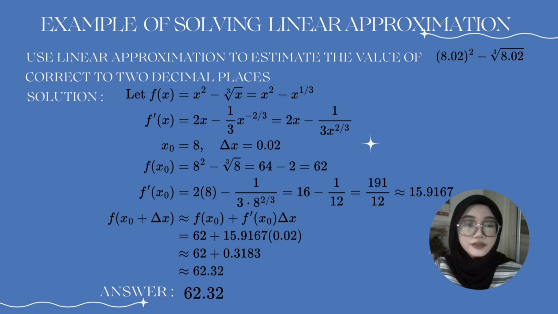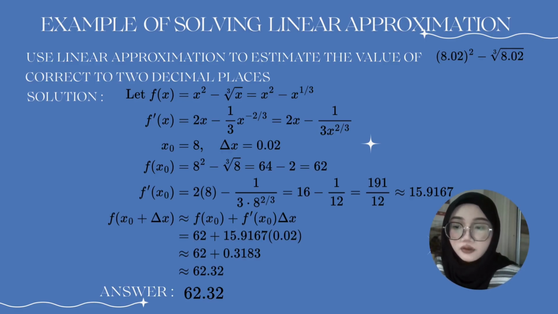So now we're going to solve question 4, which is: use linear approximation to estimate the value of 8.02 to the power of 2 minus the cube root of 8.02, correct to 2 decimal places. To set up the problem, we define the function. We let f of x be equal to x to the power of 2 minus x to the power of 1/3. To use linear approximation, we need the derivative of the function. The derivative gives us the slope near the point we are interested in.